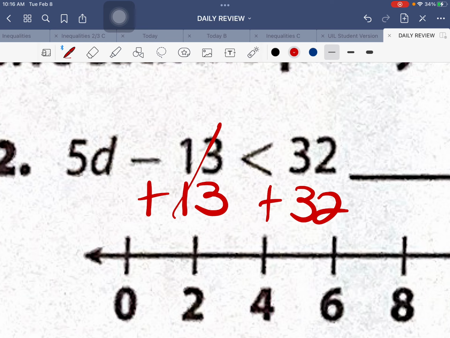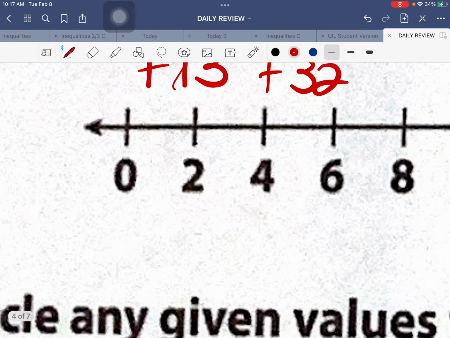What do we do? 13 plus 30. No. What do we break down? 5D. The 5D, you just bring it down. And what else are you going to bring down? What's 32 plus 12? 45. Well, plus 13, I'm sorry, yeah. 45. Now, you already did it. You just got to pay attention and participate. Now, 5D less than 45.